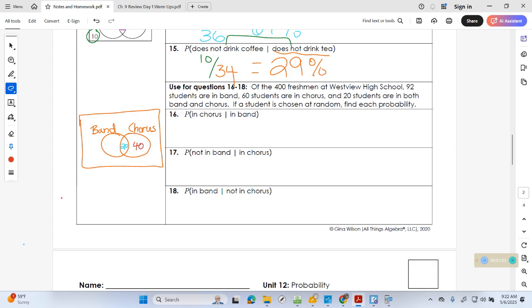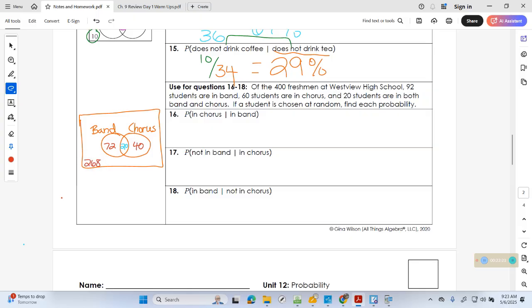And I'm going to do, of course, the 92. 92 are in band. Well, you already have 20 for the overlap, so how many are just in the band? 72. Because total of 92. Now, we need this number that goes in the corner. How many aren't in band or chorus? Because remember, there's 400 total freshmen. 268. You have to subtract 72, 20, and 40 from 400.